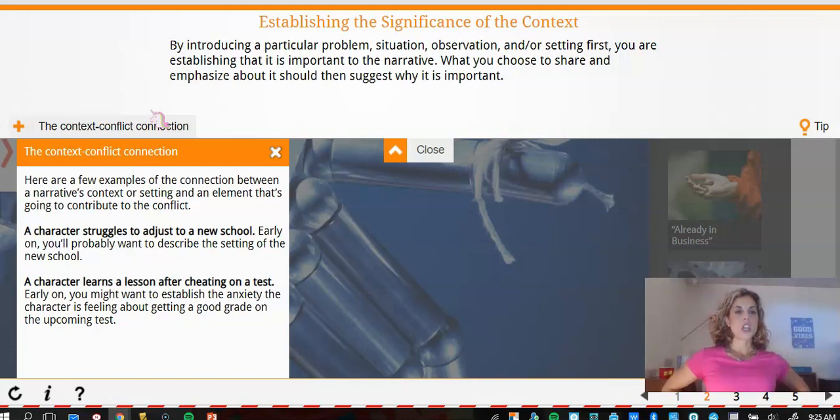A character struggles to adjust to a new school. Early on, you'll probably want to describe the setting of the new school. A character learns a lesson after cheating on a test. Early on, you might want to establish the anxiety the character's feeling about getting a good grade on the upcoming test. So think about your conflict right now for a second, okay? And think about, do you have some context to set up the conflict? So I want you to look at your notes and write down your conflict and do you have context? So I'm going to pause the video for a second.